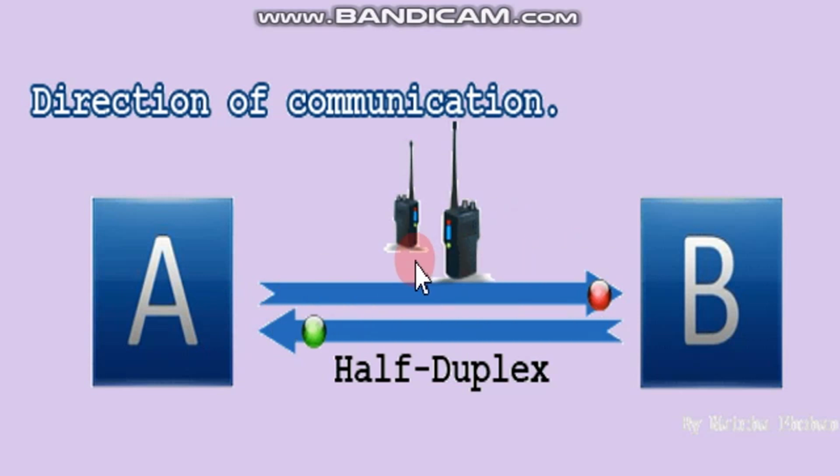An example of half duplex mode is the walkie-talkie, which is used in the defense system, in which both can communicate with each other but not at the same time.